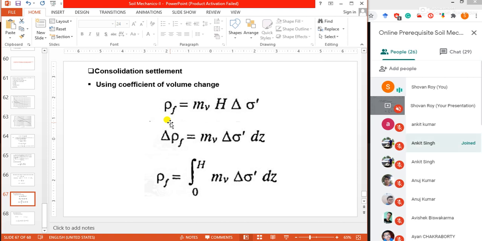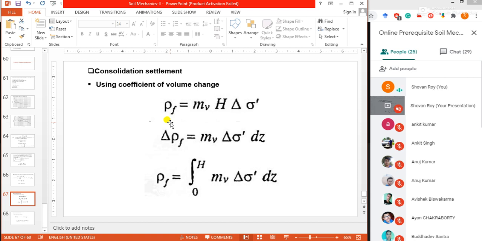So we can calculate final settlement by using coefficient of volume change. The equation is rho f equals mv capital H, that is thickness, delta sigma dash, that is incremental effective stress. And this is on the assumption that pressure increment is transmitted uniformly over the thickness, capital H.